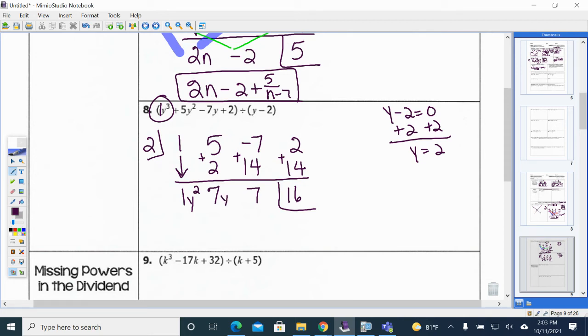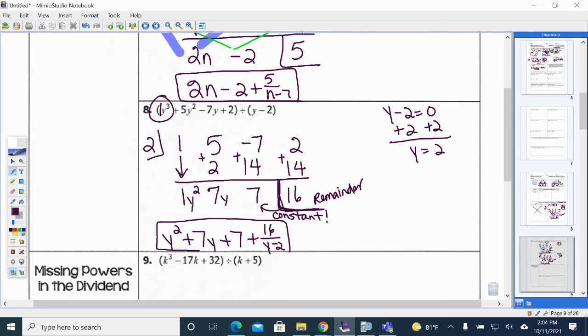So a couple of things. This last number is always the remainder. Here's another little hint. The number directly to the left of the remainder is always your constant. So to write this answer, I've got 1y squared, positive 7y, a positive 7, and a positive 16 over y minus 2 for my remainder.